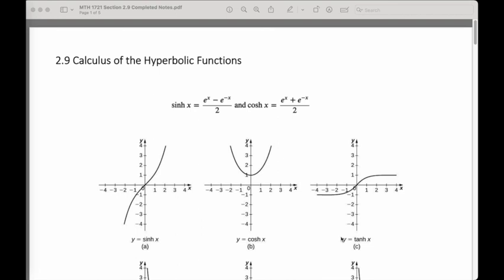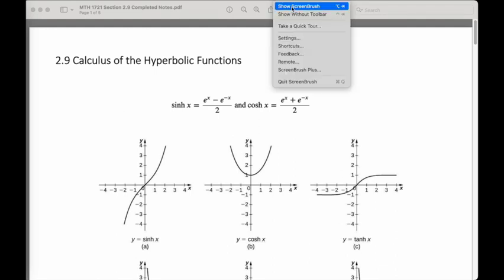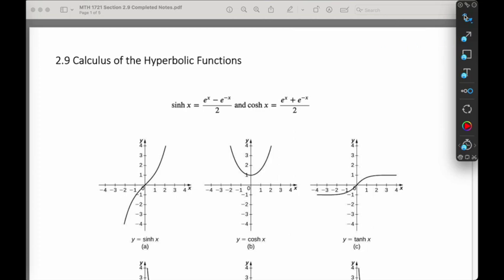In this lesson of our course, we're going to go over differentiation and integration of the hyperbolic functions. Now, some of you may not have seen the hyperbolic functions before, and if that's the case, that's fine. It's just going to be some formulas that you need to follow. And some of you may have seen this, so this will be a review.